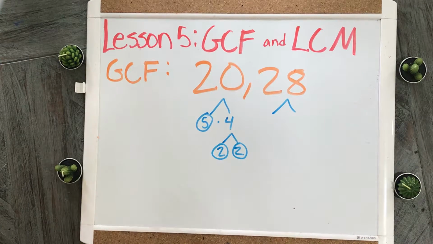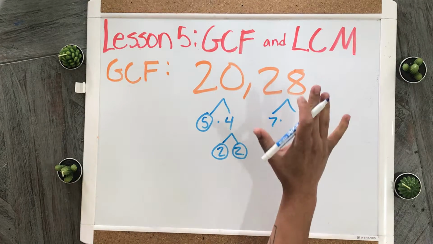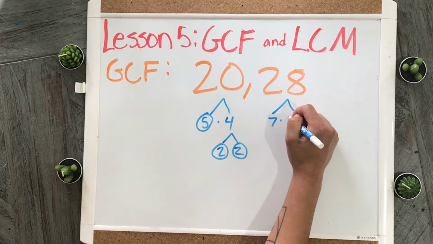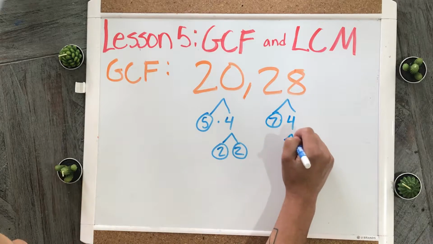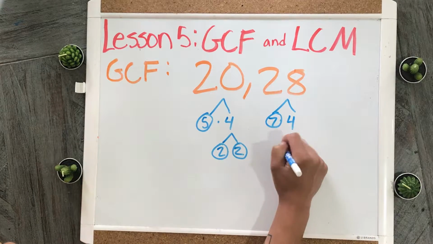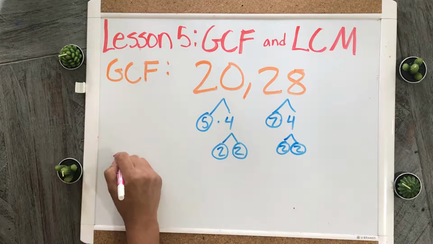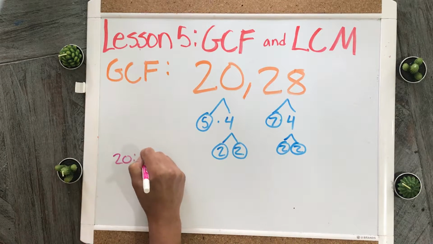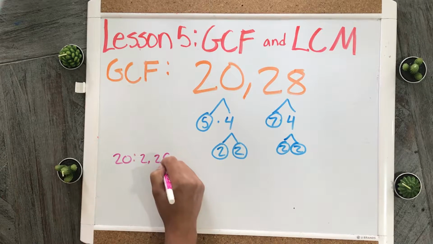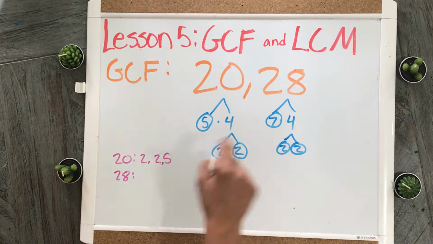Now let's work on 28. Multiply whatever you'd like. Well, not whatever you like, but I multiplied 7 times 4, okay? 7 is prime, 4, we can multiply 2 times 2 again and get there. Circle those out, those are prime. Now, go ahead and line these up. For 20, we got 2, 2, and 5. Do these in order: 2, 2, 5. Now for 28, we got 2, 2, and 7.